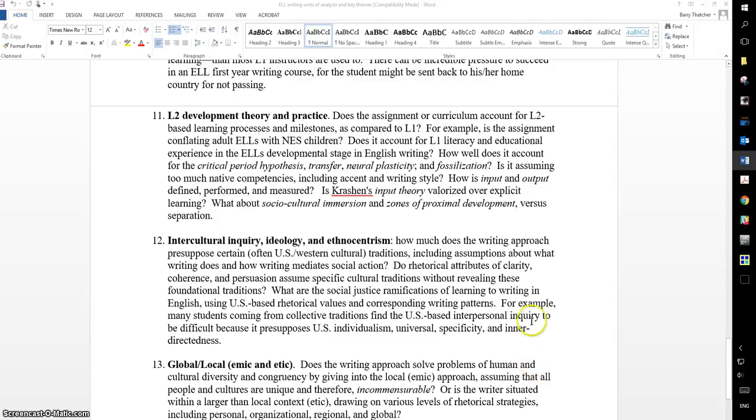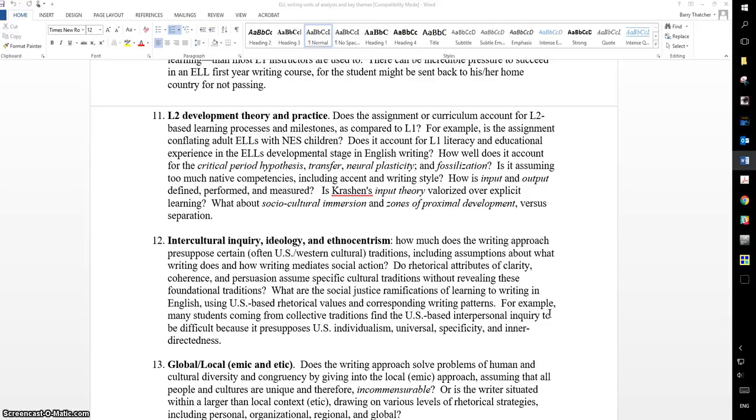Next is intercultural inquiry, ideology, and ethnocentrism. As you can tell from this course, I take a social approach to rhetoric, an intercultural approach to rhetoric, which means that, and you see this in Berlin, our writing theory has a cultural base. And if we present something such as clarity, coherence, directness, good writing as natural, we are hiding the cultural foundations of the writing.